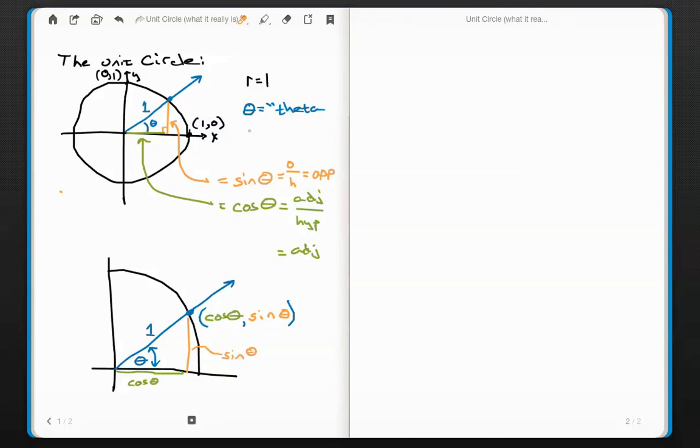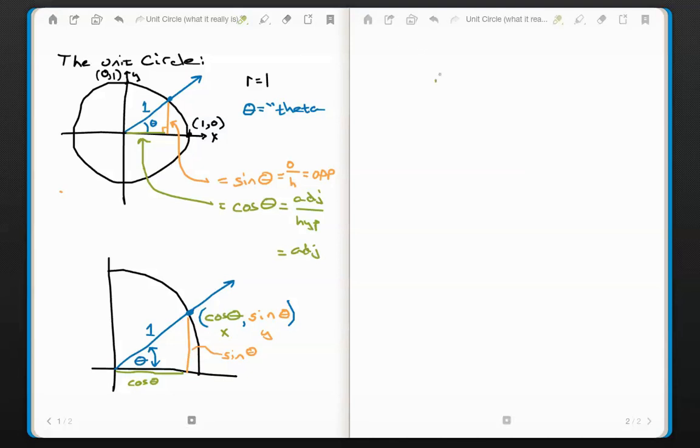Let's even write that down. So this is y, and green is x, so it looks like x, y. Okay.